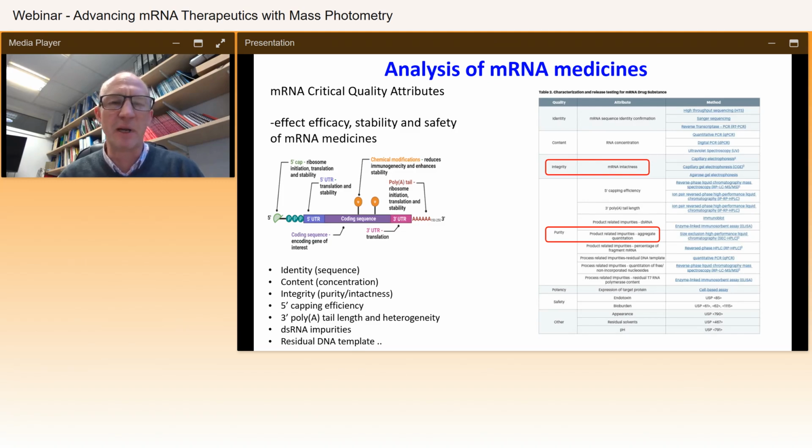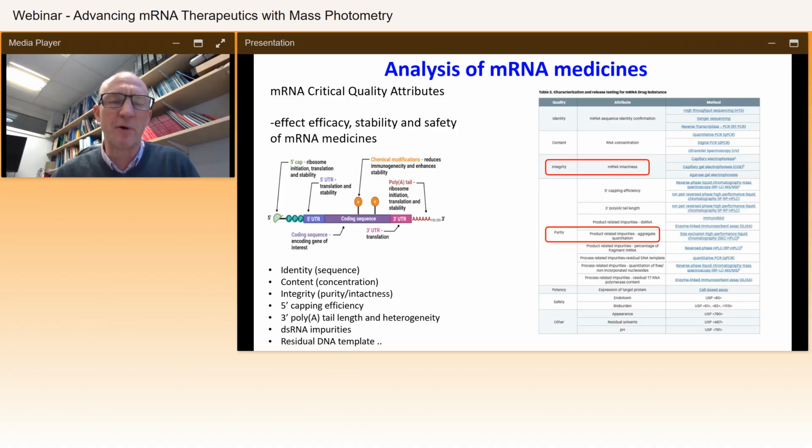So I've listed some of these below this schematic of an mRNA. It's really important that we validate the identity, the sequence of our mRNA. Obviously, if you have the wrong sequence, we're going to generate the wrong protein and the wrong antigen. It's really important that for the mRNA molecule, we measure the capping efficiency. We need to know how much is capped. We need to ensure we've got techniques that can address looking at the poly A tail length and the heterogeneity.